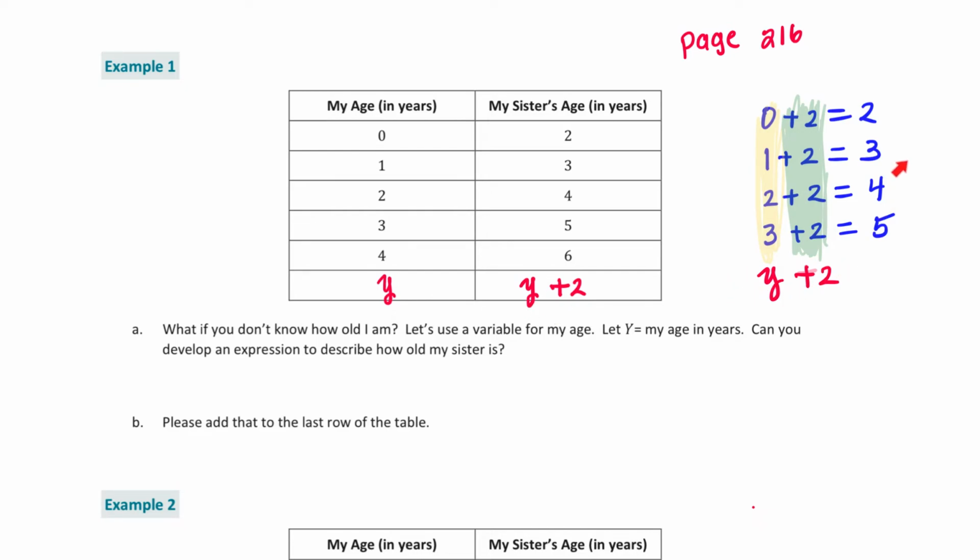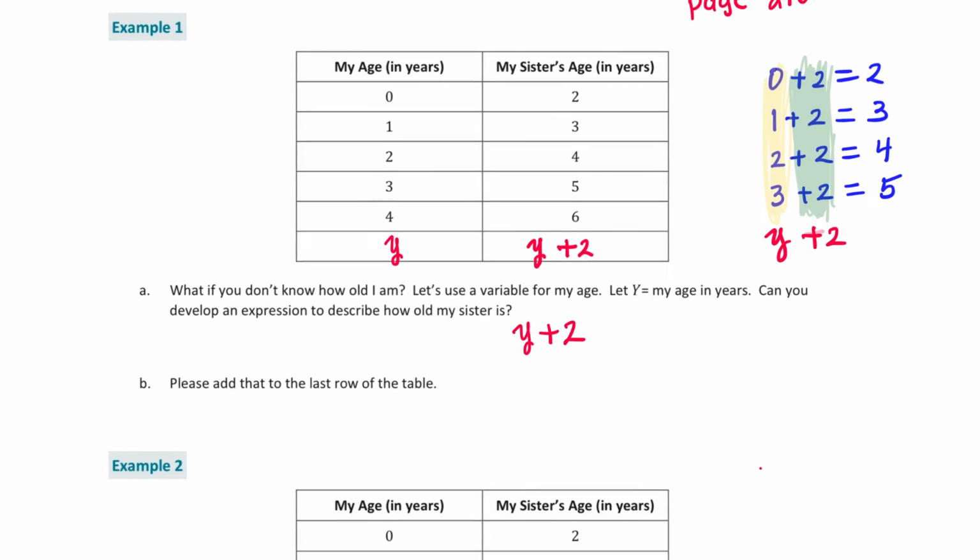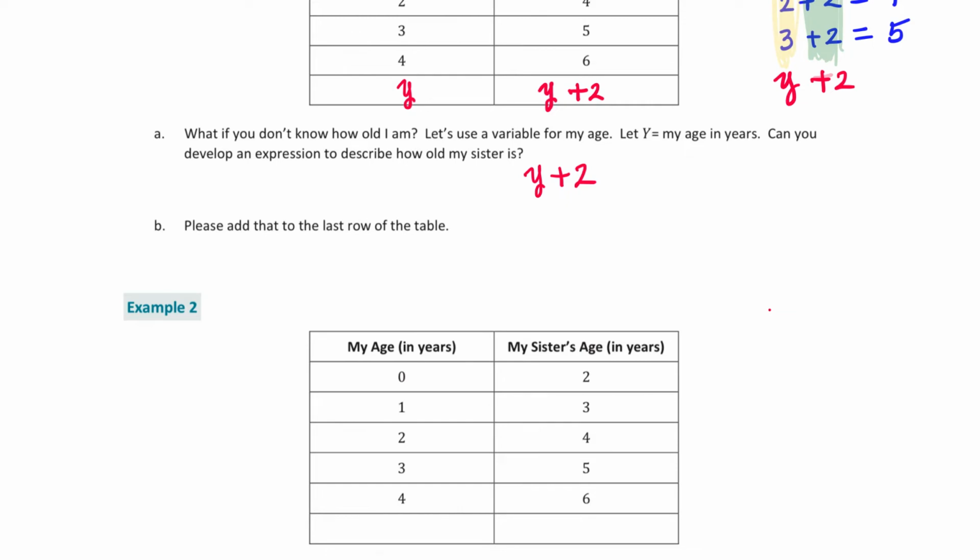So this may be another way that can help you to understand it. The first part says, can you develop an expression to describe how old my sister is? We already did it. We already know that to get my sister's age, I can use the expression y plus 2. There are no equal signs because expressions don't have equal signs, okay? Next one, please add that to the last row of the table, and we already did, so you don't have to worry about that. Very good, we're moving on.